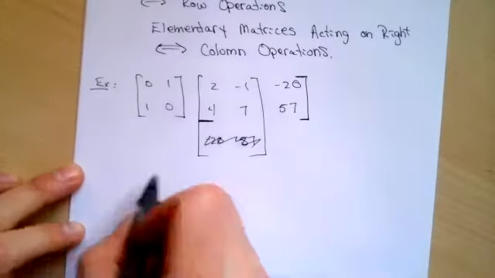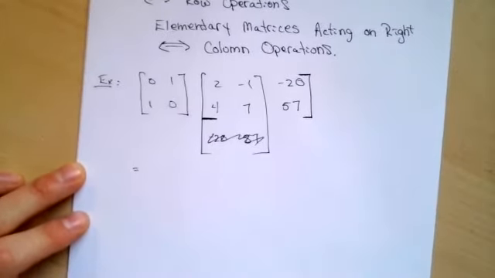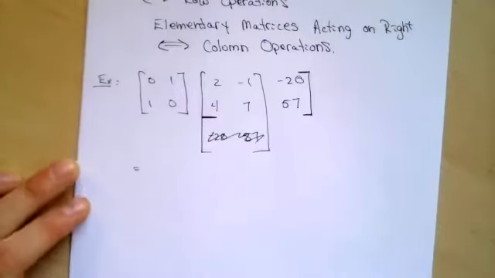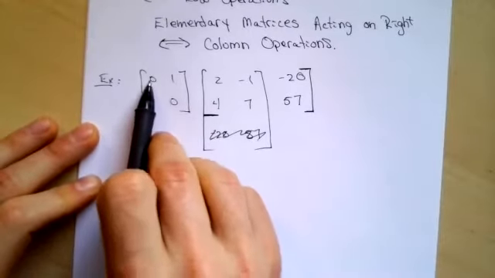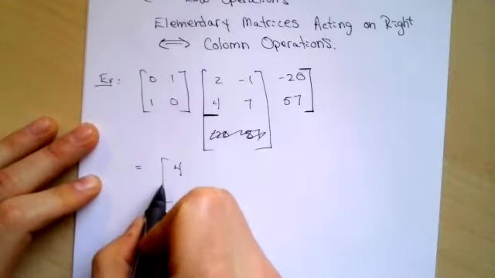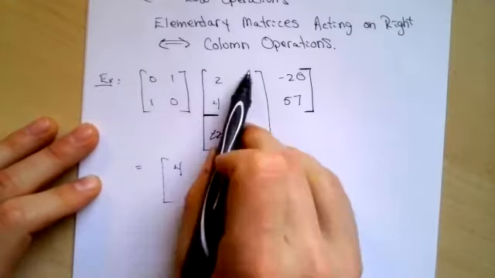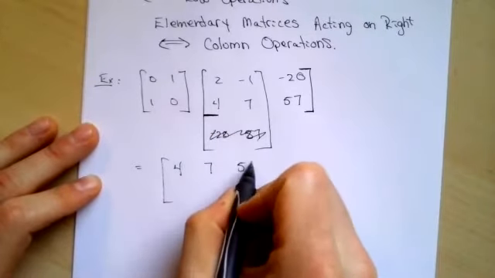We should see that these two rows switch. We're switching rows 1 and 2 by this operator. So let's compute it out real quick. When I take this row times this column, it'll just pick out that 4. This row times the middle column will pick out the 7, and then it'll pick out the 57.